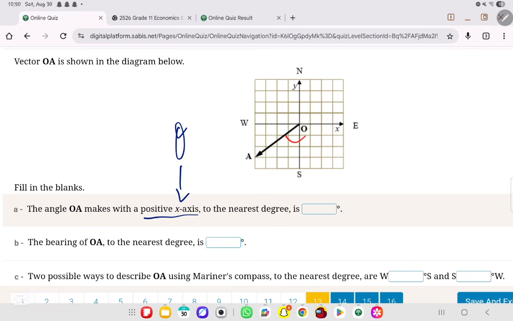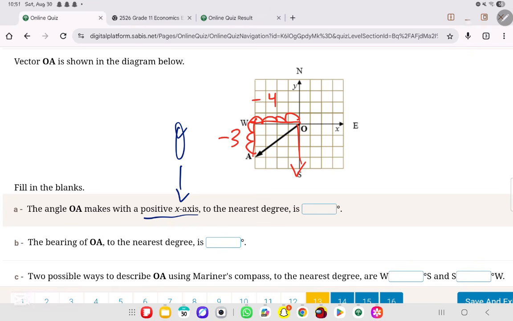Very simply, you count the blocks. How many blocks do you have in the x? You have 1, 2, 3, and 4. In the y, how many do I have? I have 1, 2, and 3. So my x is 4, but because it's in the negative direction, it's minus 4. And my y is 3, but because it's in the negative direction, it's minus 3.